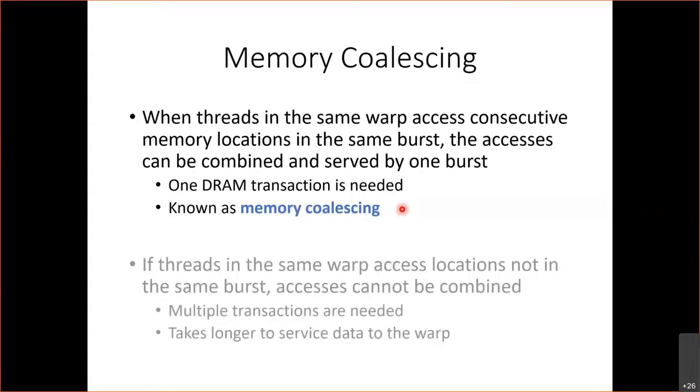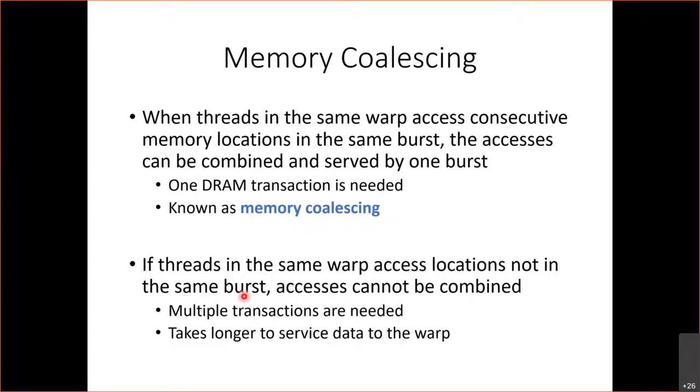However, if threads in the same warp access locations that are not in the same burst, then these accesses cannot be combined. And what that means is I need to make multiple transactions. So it's going to take long. And remember that when threads are in the same warp, they all execute together. So if threads in the same warp all issue a load instruction, right? They try to load from memory. I need to wait for all the load instructions to complete before I can execute that warp, because all the threads need to have their data ready. So if all of those loads touch the same DRAM burst, we coalesce them, and that's one memory access. But if the threads in the same warp are accessing different locations in DRAM, then I need to wait for all those loads to be served by the DRAM before the warp can continue executing.